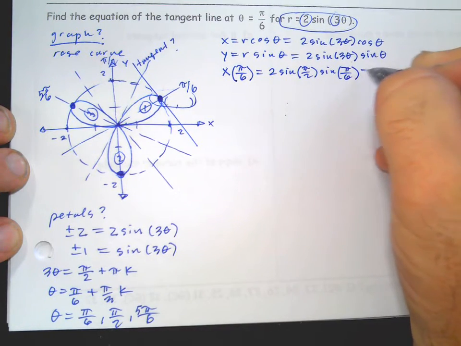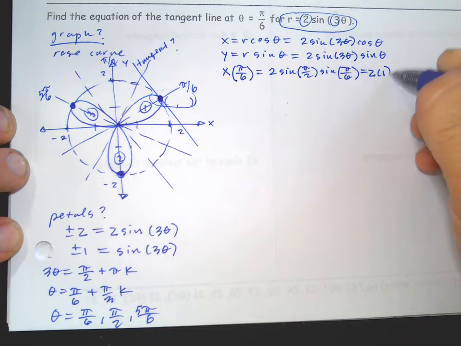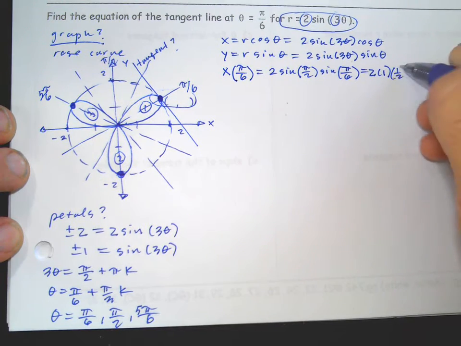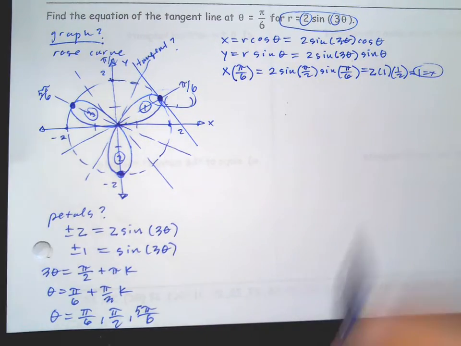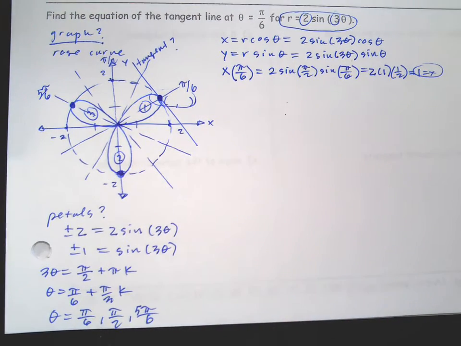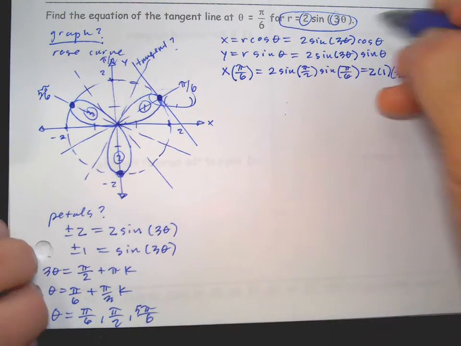And so that's going to be sine of pi over 2 is 1. Sine of pi over 6 is 1/2. So that's just going to be 1. That's your x coordinate. Actually, hold on a second. I messed up. Oh, I messed up because this is cosine.